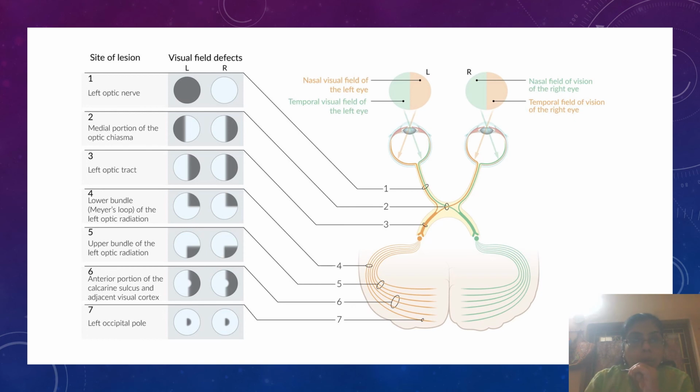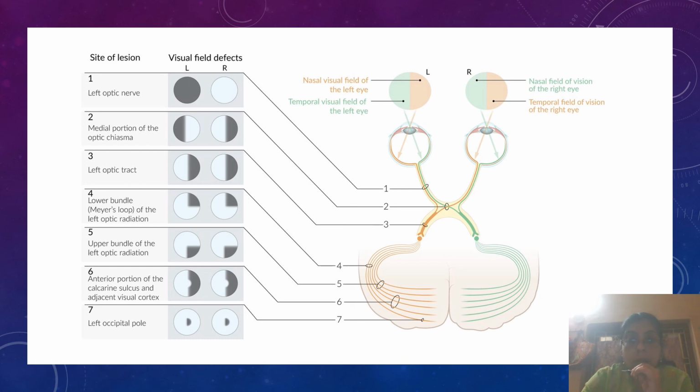Now it is easy for you to understand if there is any damage in this Meyer's loop, that is, the lower bundle. Thus, if this is the upper bundle from the lateral geniculate body going to the calcarine sulcus, and there is damage to this lower bundle, the Meyer's loop, that is number 4, what will happen? Which fibers will be damaged? The inputs from the inferior retinal quadrant will be damaged, which represents the superior visual quadrant.